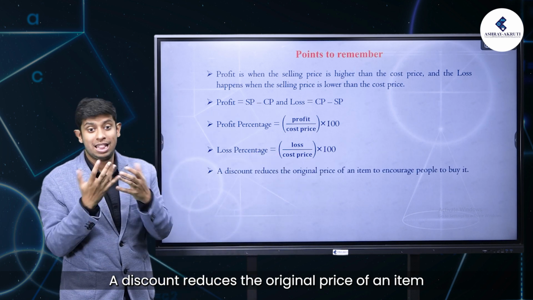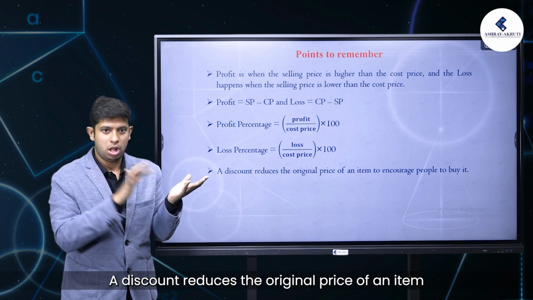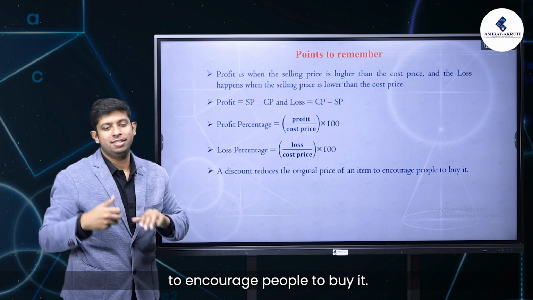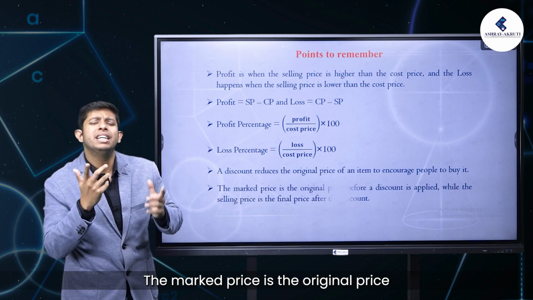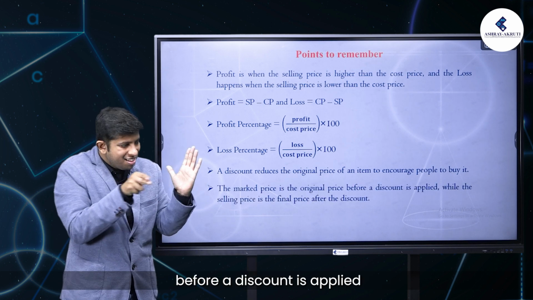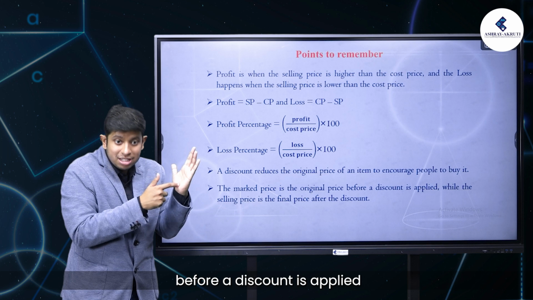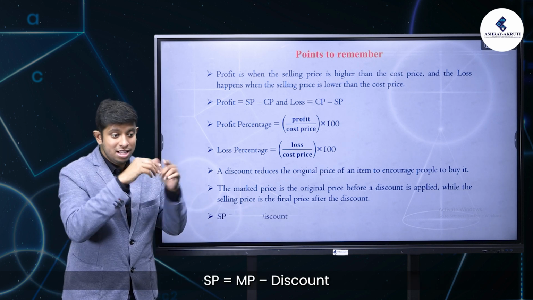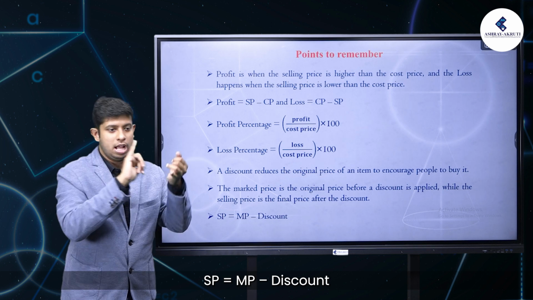A discount reduces the original price of an item to encourage people to buy it. The marked price is the original price before a discount is applied, while the selling price is the final price after the discount. Selling price equals marked price minus discount.